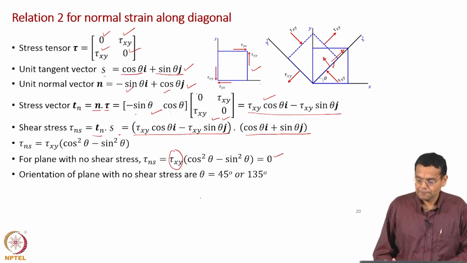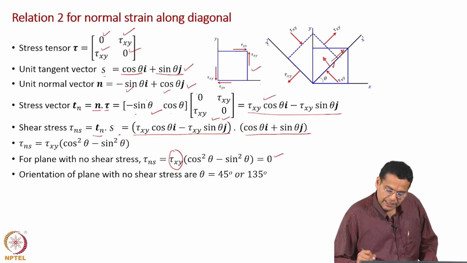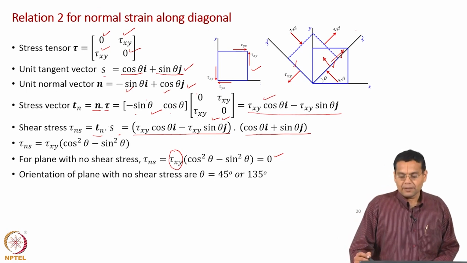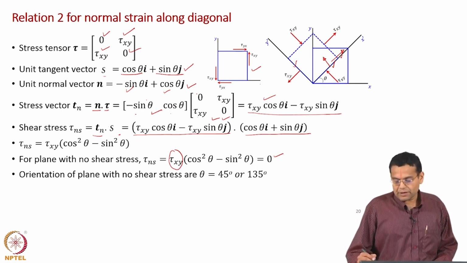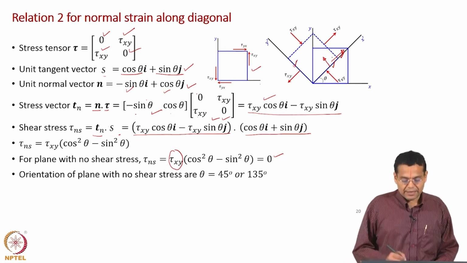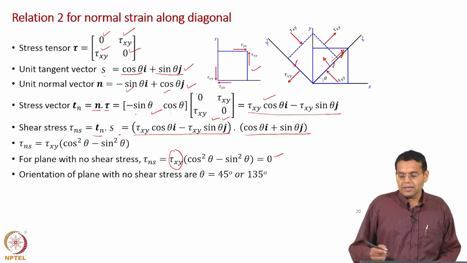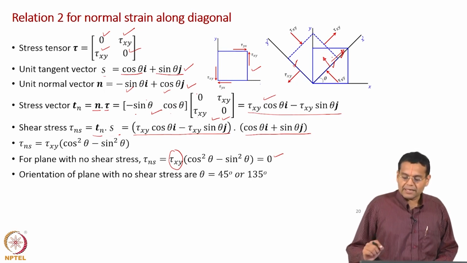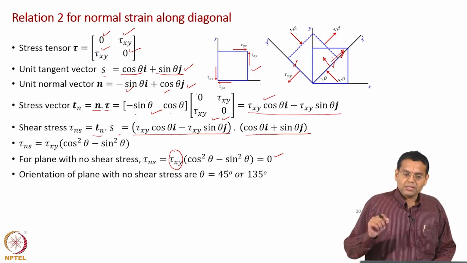and that is what is shown here. Theta 45 is the diagonal. Theta 135 is this side, which is perpendicular to the diagonal. That is why we are interested in a plane on which there is no shear stress, because remember where we are proceeding. We are proceeding towards getting another alternate expression for normal strain along the diagonal. That is why we said we will identify a plane along which there is no shear stress.